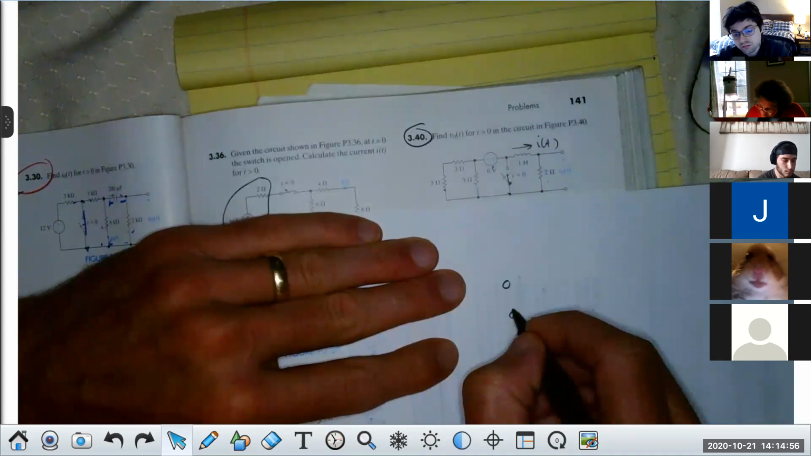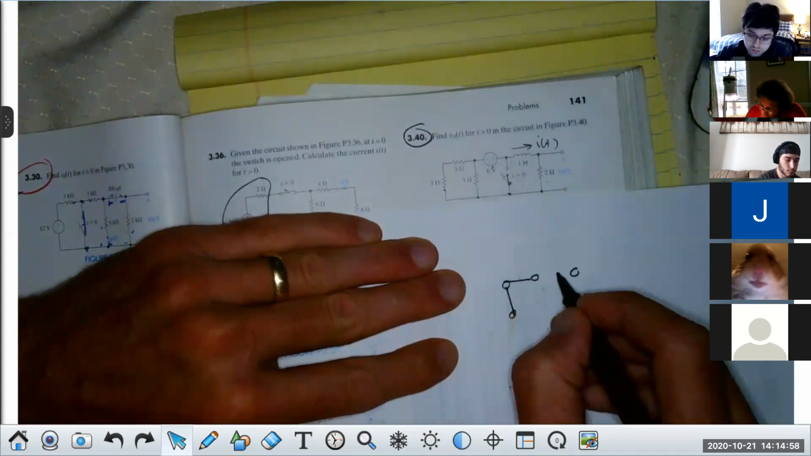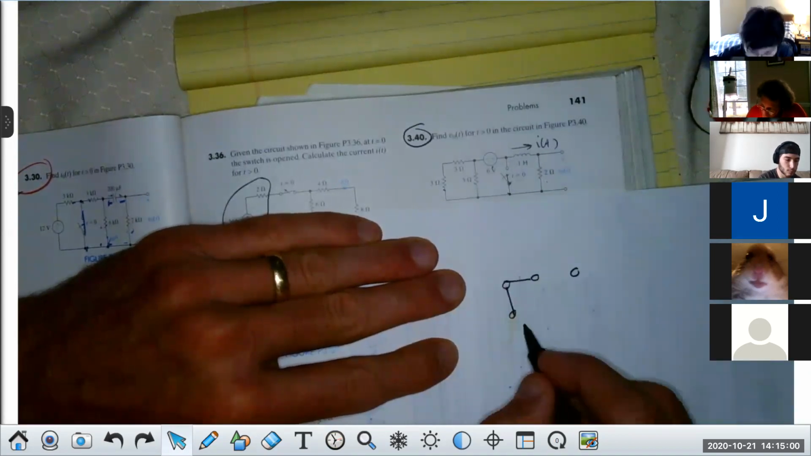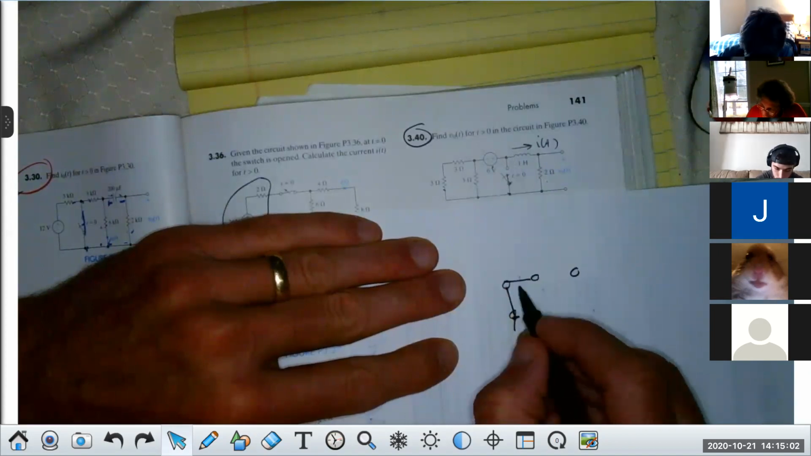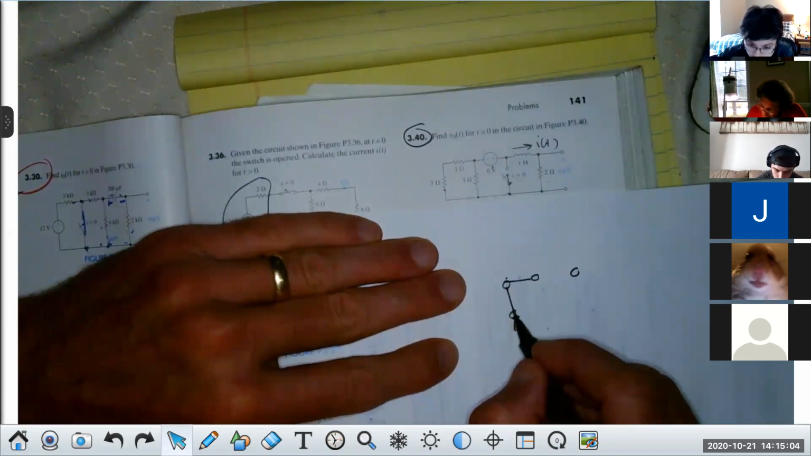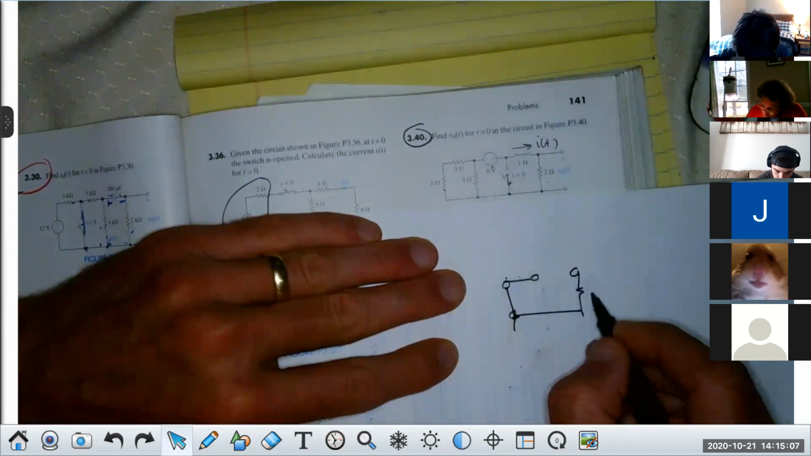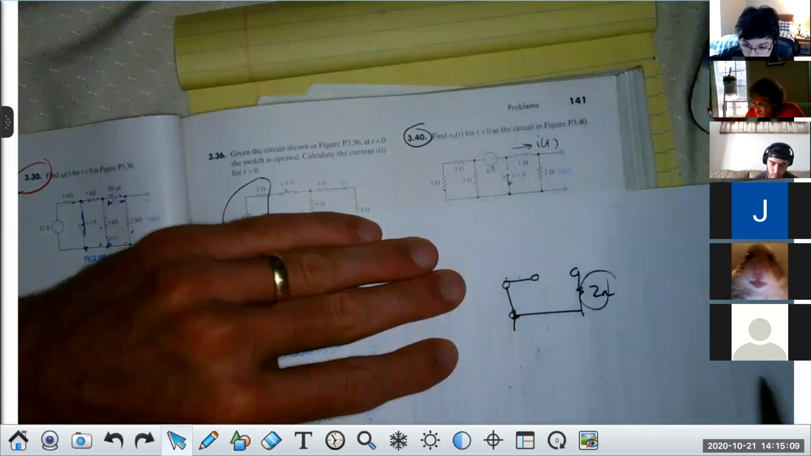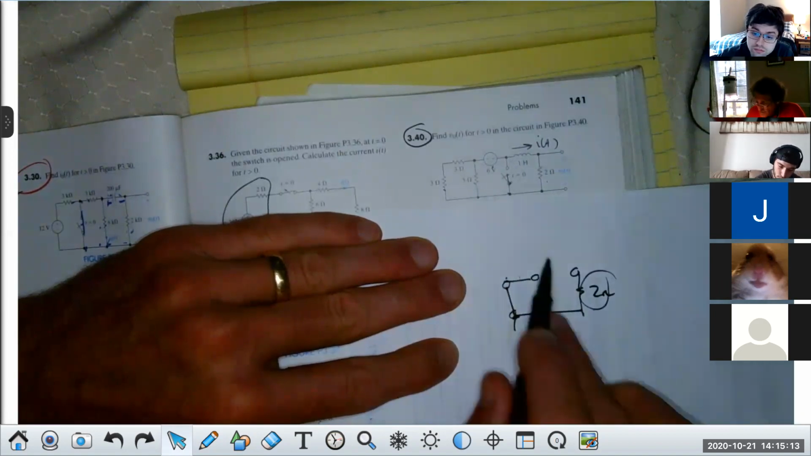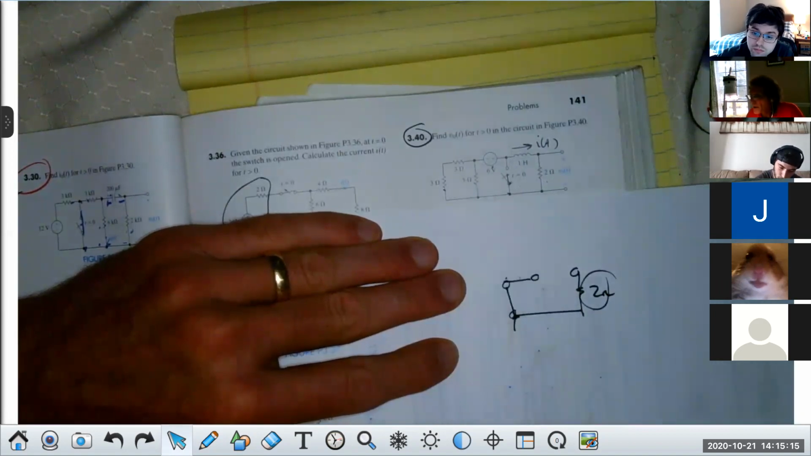If this switch is closed, here's where the inductor was. And there's a closed switch. It's coming back here, and there's 2 ohms. Do you see how R Thevenin is 2 ohms? Take a look, everybody. Thank you. You guys got it? Yes.